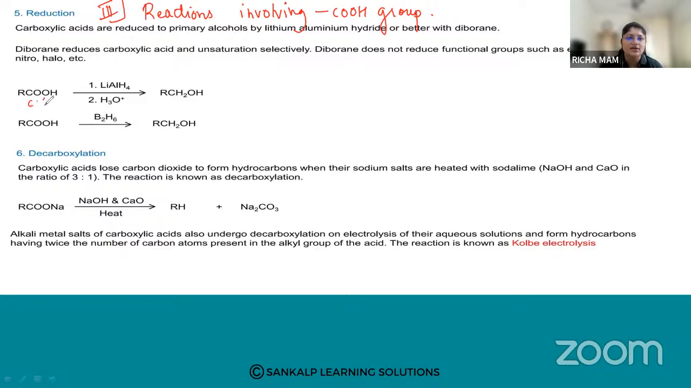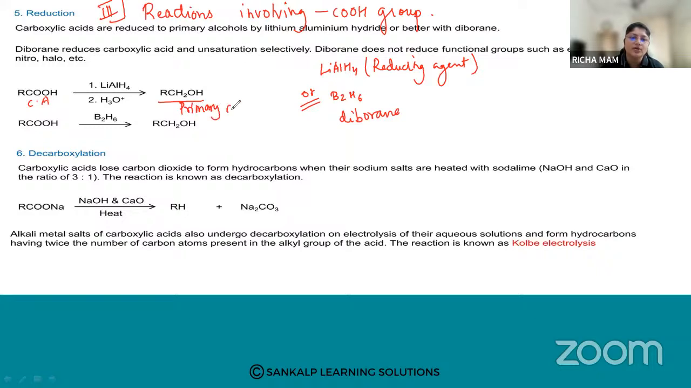Carboxylic acid is there. This carboxylic acid, we are going to react it with lithium aluminum hydride. Lithium aluminum hydride is a reducing agent. So we are doing reduction. Or we can use diborane, B2H6. So we can use either lithium aluminum hydride or diborane. It will give you primary alcohols.